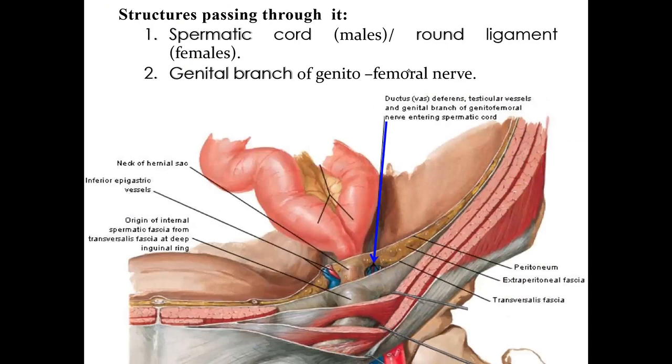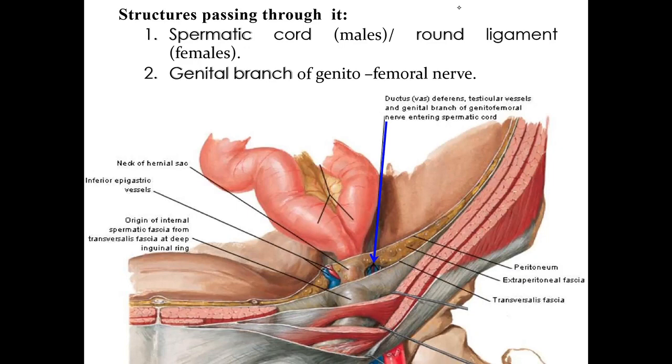Now, what are the structures that pass through the deep ring? The spermatic cord in males and the round ligament in females. Now, you remember the genital branch of the genitofemoral nerve also passes through the deep ring.